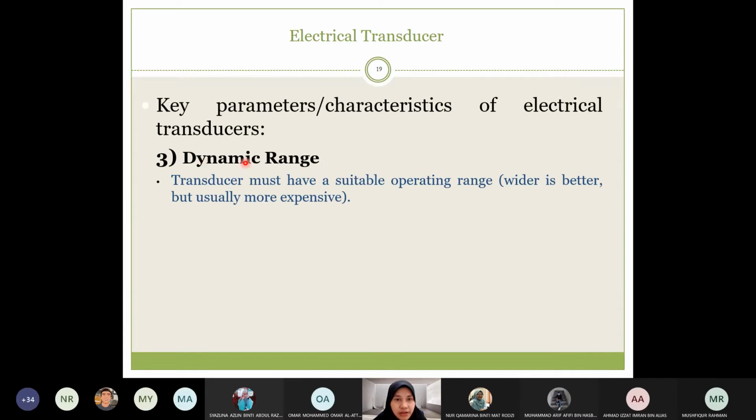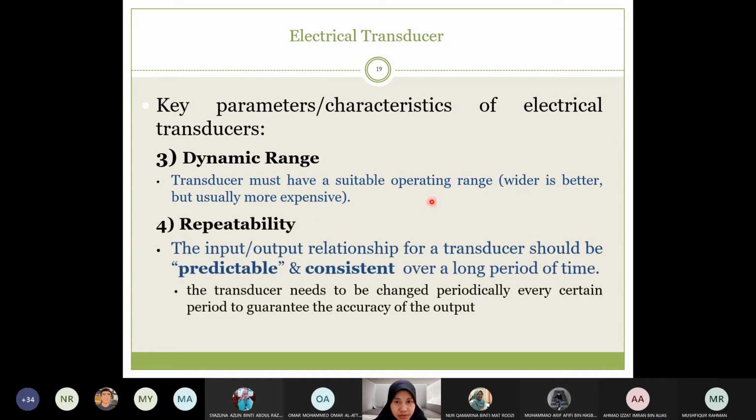Okay, the third one is dynamic range. A transducer must have a suitable operating range. Wider is better, but usually more expensive. A good transducer should have a dynamic range, meaning that it should have sufficient range to measure a wider range of measurement.